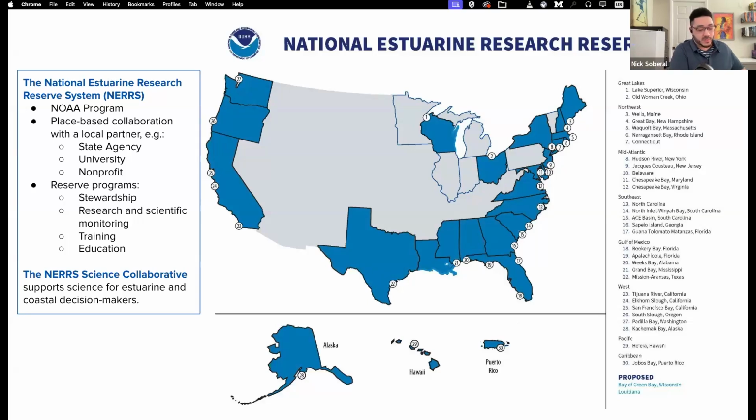Okay. So a bit about the reserve system, the Science Collaborative, and the webinar series. The National Estuarine Research Reserve System is a national network of 30 unique reserves, as shown on this map. It's a NOAA program that works in collaboration with a local place-based partner, either a state agency, university, or nonprofit at each site. Each reserve site includes programs focused on the activities you see on the slide. Those include land stewardship, research and scientific monitoring, training programs for the public and local officials, and education.